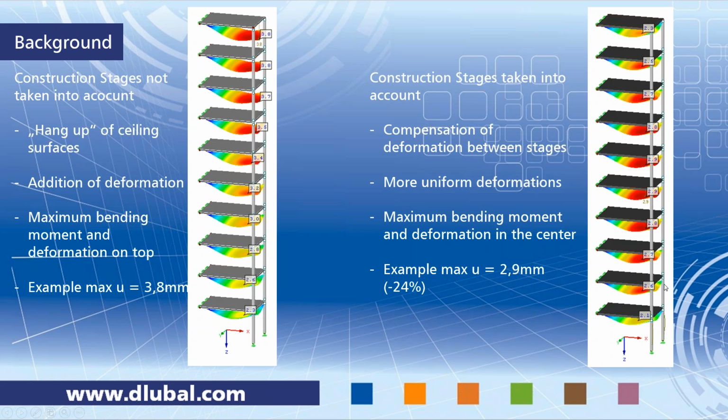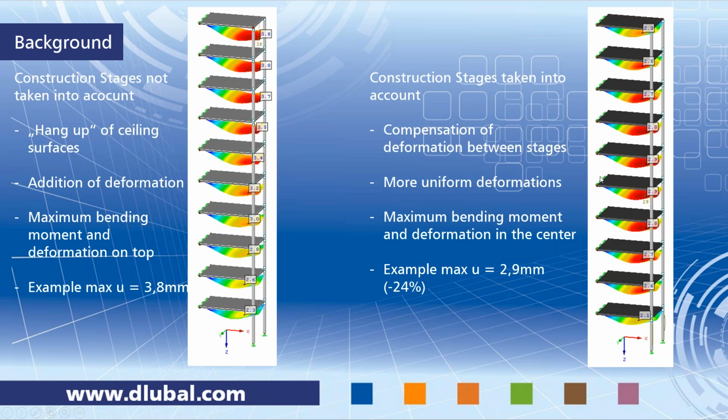That means the two columns at the beginning of stage 2 are extended at the beginning of the calculation, and then there will be a deformation in that direction. And then it will be compensated again and again. So this is what happens in the real build-up process, because otherwise you will be like building the Tower of Pisa, and there will be an addition of deformations of all the construction stages, like on the left side.